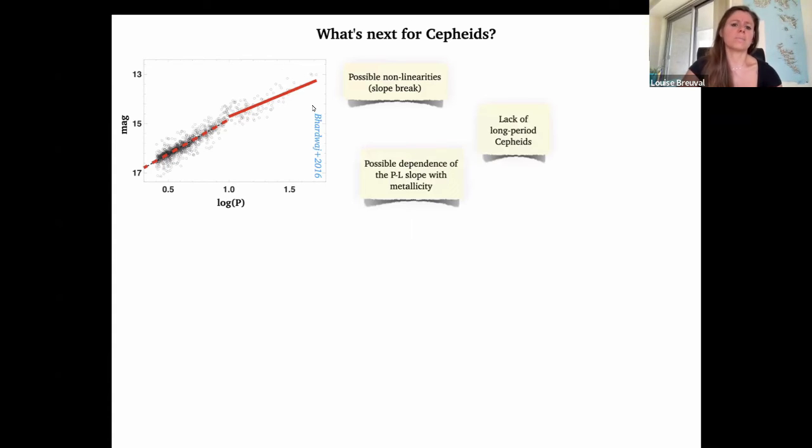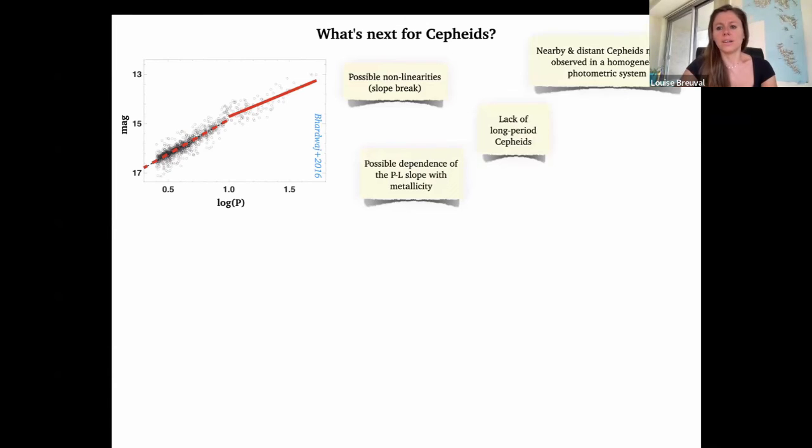As you can see here on this plot, it's hard to get a lot of long period Cepheids because they're much brighter and they have a shorter lifetime. So it's harder to observe them. They're more rare. We also want to have, as I said, Cepheids in the same homogeneous photometric system to avoid systematics. And again, it's hard to get telescope time.